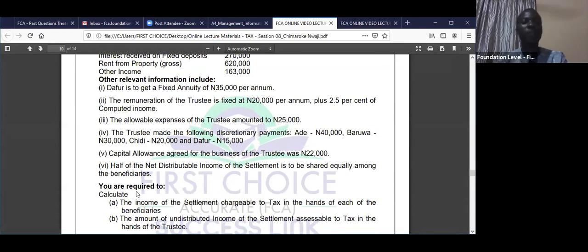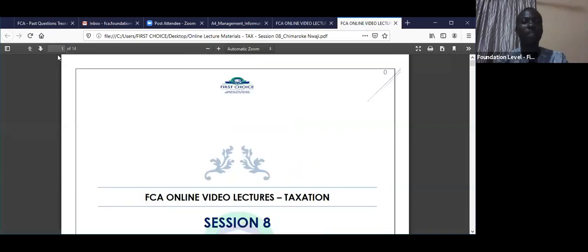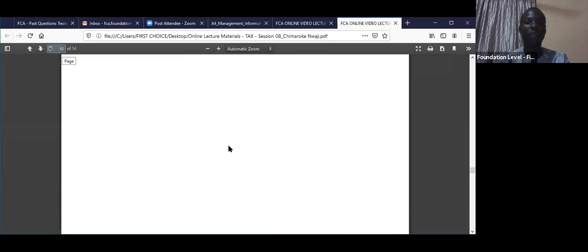They said you are required to calculate the income of the settlement chargeable to tax in the hands of the beneficiaries, that is in the hands of Barua, Ade, Chidi, and Dafoe, and the amount of undistributed income of the settlement assessable to tax in the hands of the trustee. That remaining half is what they are asking us about. So now let's see how we can solve this problem. It's page 10.